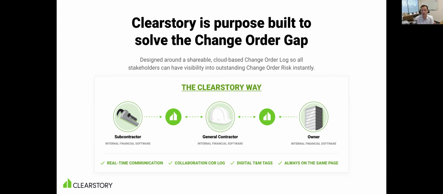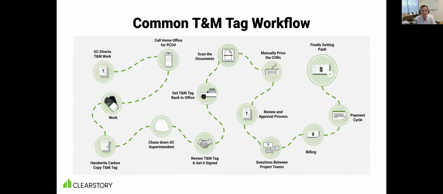With that in mind, we're going to shift the conversation to focus on the T&M workflow, which, if you've joined the webinar today, you might be dealing with some of the common challenges around. Obviously, there's a lot going on in this slide, but there's an amazing amount of manual work that typically goes into a T&M ticket being filled out on the job site, getting signed, and getting back to the home office, priced, and sent to the general contractor. You may be doing every single one of these steps, or a subset of them. But this is what Clearstory streamlines.